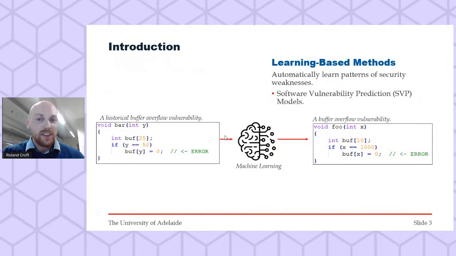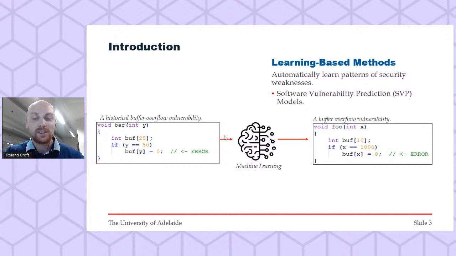Now, with the rise of AI, many difficult tasks are being automated with learning-based methods, and with the challenges for SAST, it's no exception. Essentially, we can use historical examples of vulnerabilities to automatically learn these patterns and predict new ones. Essentially, we're learning from our past mistakes.